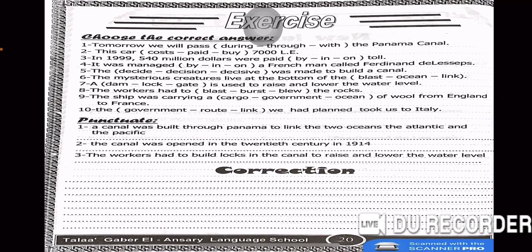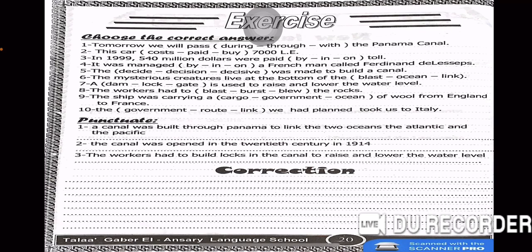Punctuate the following sentences. Number 1. A canal was built through Panama to link the two oceans, the Atlantic and the Pacific. Number 2. The canal was opened in the 20th century in 1914. Number 3. The workers had to build locks in the canal to raise and lower the water level.